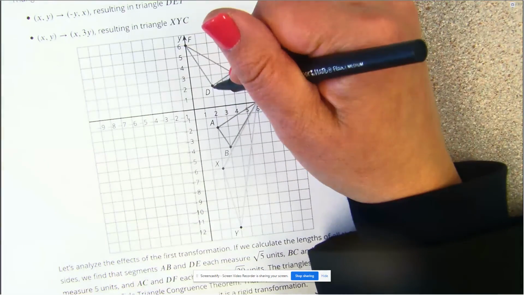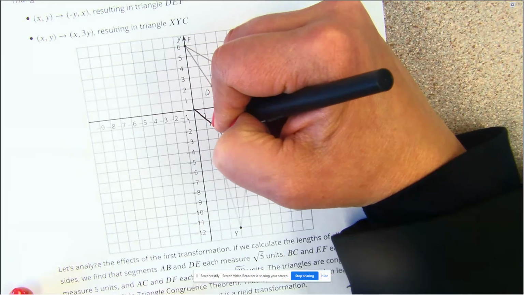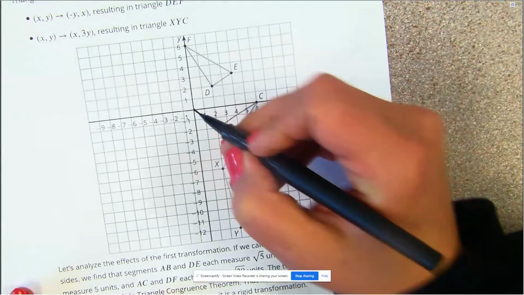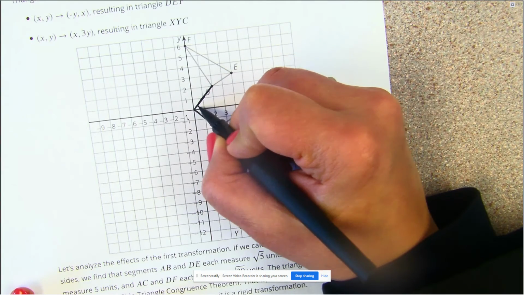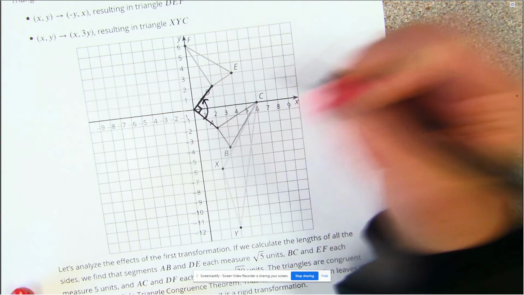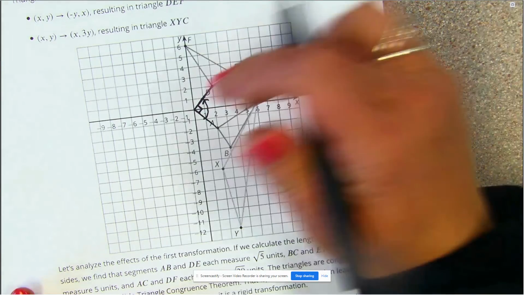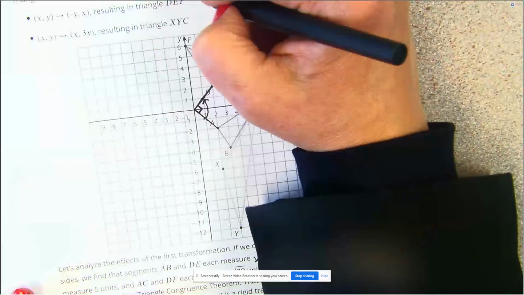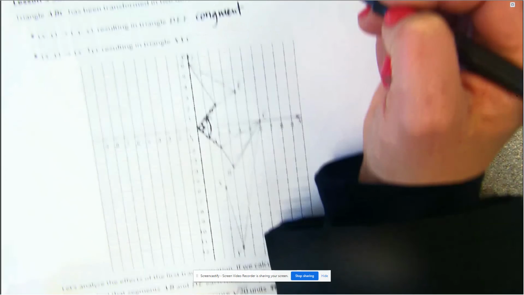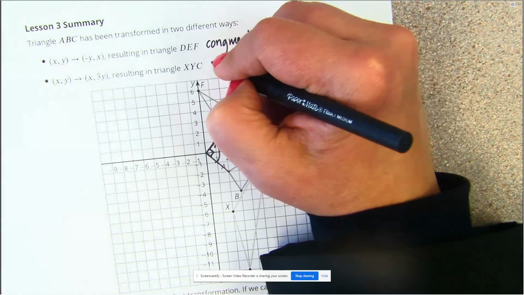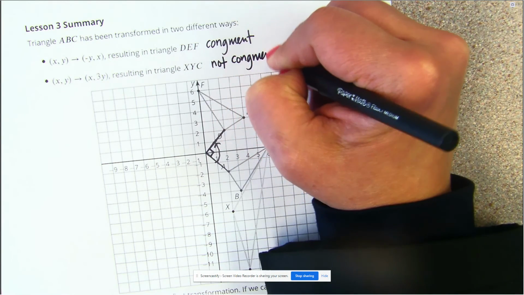And also on this one, if you can't tell what's happening, let's look. Draw A to the center at 0, 0, and A goes to D, right? Can you see that now? That's a rotation. You could do it with any of the points and it'd be the same. So this one is congruent to it. This one is not congruent or similar.